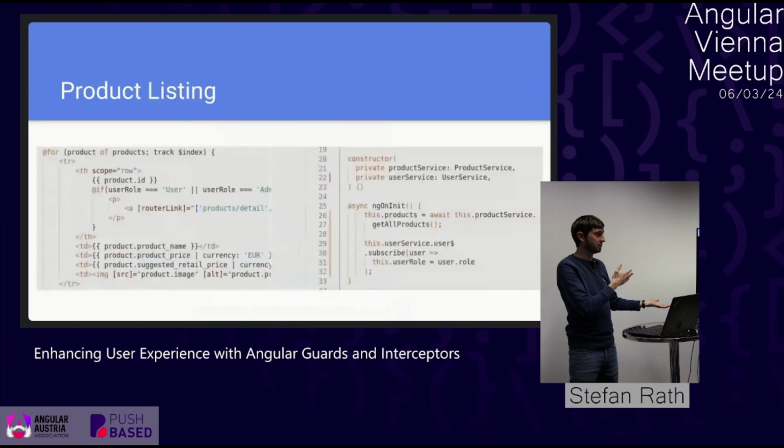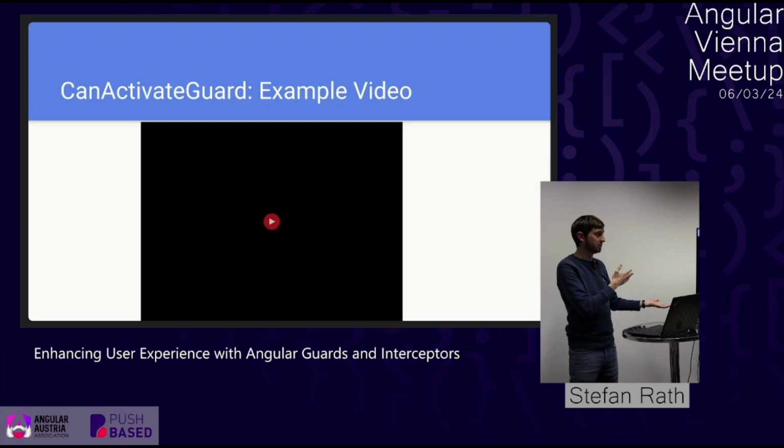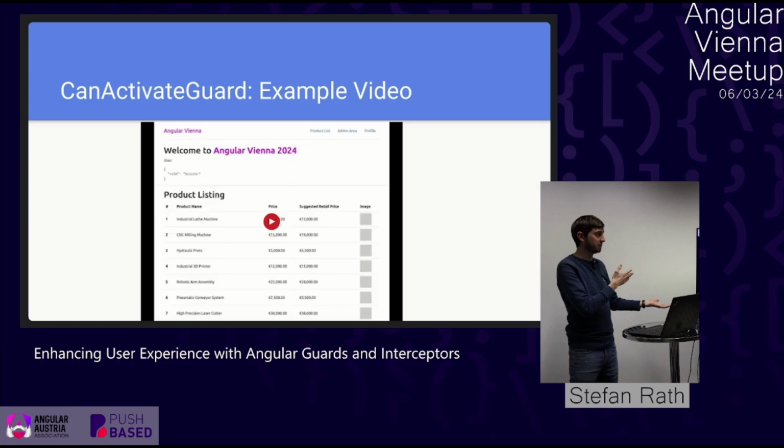Okay, and I've shown you the screenshot before. We have just a for loop for our products, and if the user role is user or administrator, show the link. If not, please do not show the link, because they are not allowed. And it's pretty basic, and as most of you have much experience in Angular, I'm not explaining this in detail. I have a video, I'm not sure if this is working.